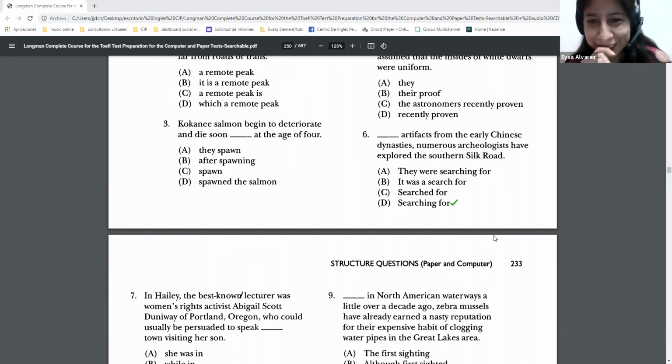Okay, we are talking about the numerous archaeologists, and have explored is the action, right? Yes, very good. And we have a comma. So that's why I need a connector at the beginning. But it's an adjective clause. Why? Because you said we are talking about the archaeologists. So that means that the clause at the beginning is an adjective clause because we are talking about the archaeologists.